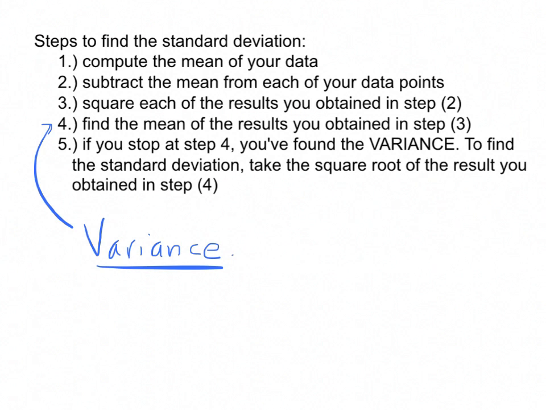Right? So that's the variance. If the problem asks you for the variance, it basically means do this process and don't do the last step. Right? Step 5, and I even say this here, if you stop at step 4, you found the variance. To find the standard deviation, you just take the square root of the variance, of the thing you found in step 4.